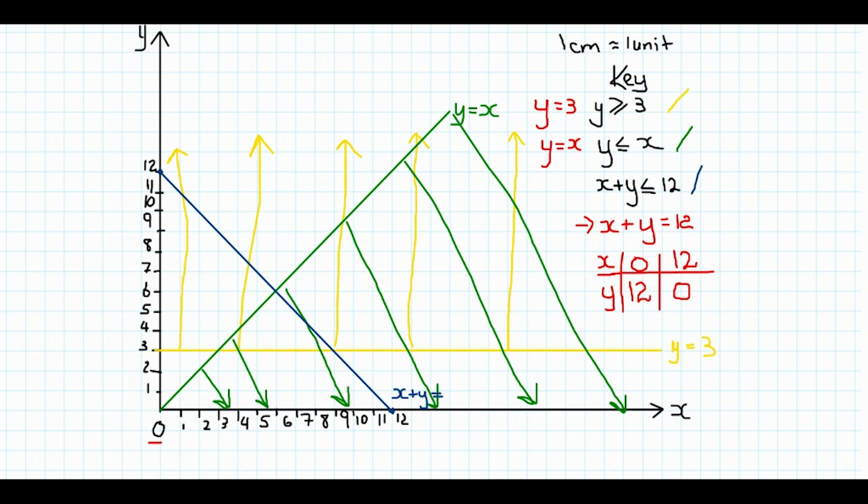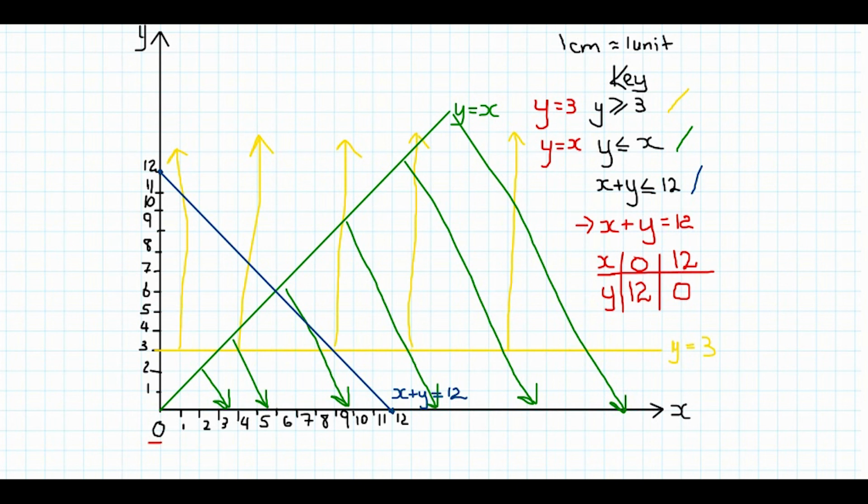Alright, but we want to identify a region because we want an inequality to be represented here. So x plus y is equal to 12 is the blue line, and we said that x plus y cannot exceed this 12. If it cannot exceed 12, it's telling us that we have to stay less than 12, less than or equal to 12. So which region do you think we should shade?